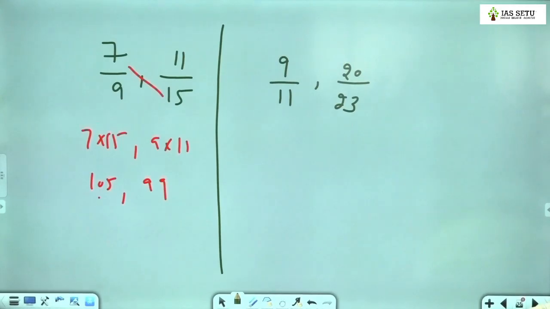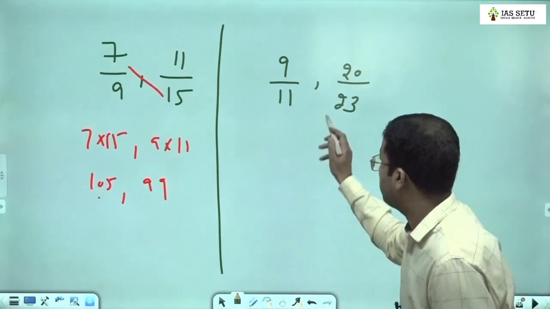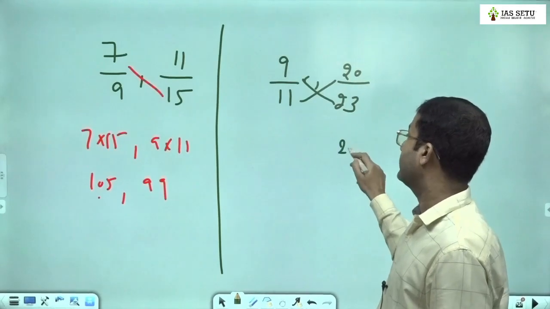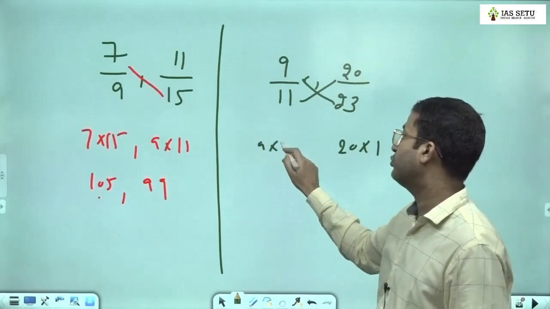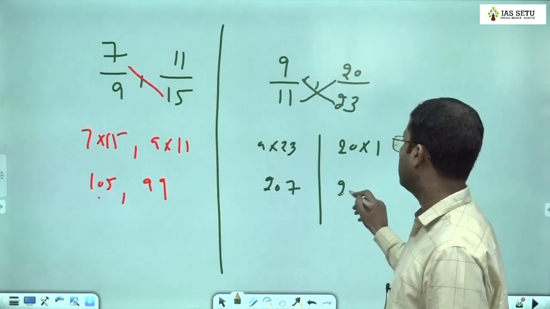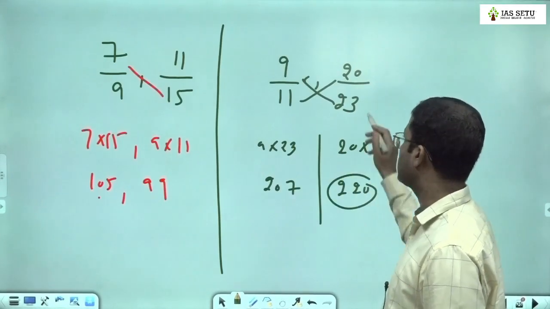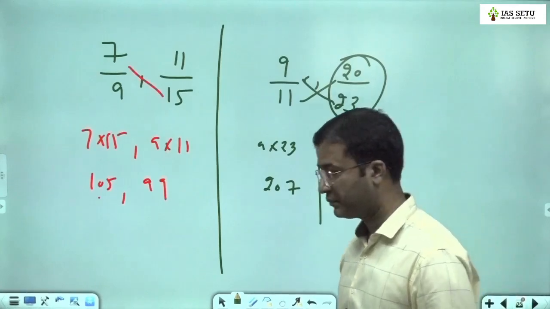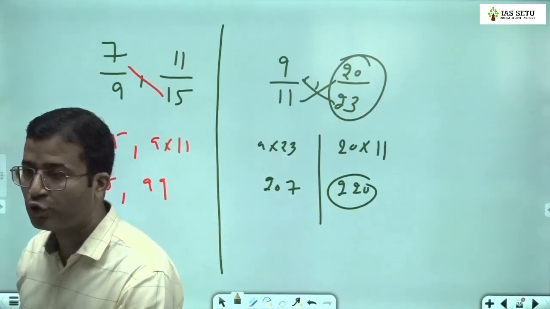Which one is larger? 20 by 23. राइट साइड फ्रैक्शन इज लार्जर. क्रॉस मल्टीप्लाई. This is 20 into 11. This is 9 into 23. What is 9 into 23? 207. This is 220. So it is larger. So this is larger. Is it okay for 2 fraction?